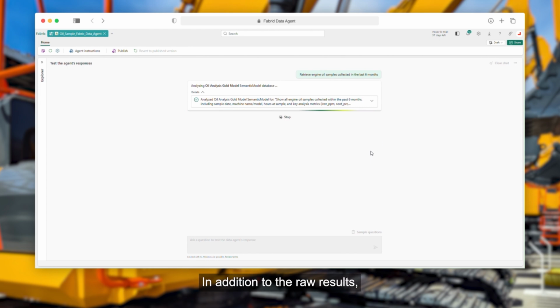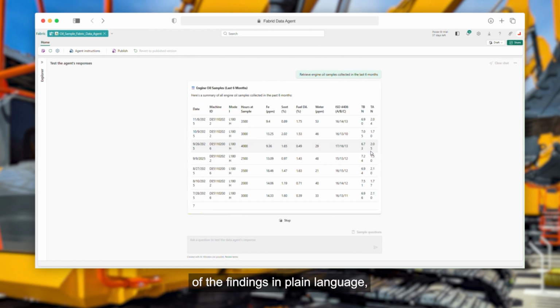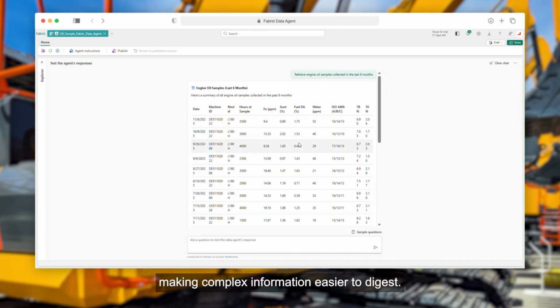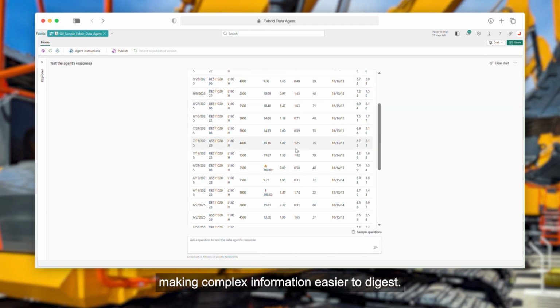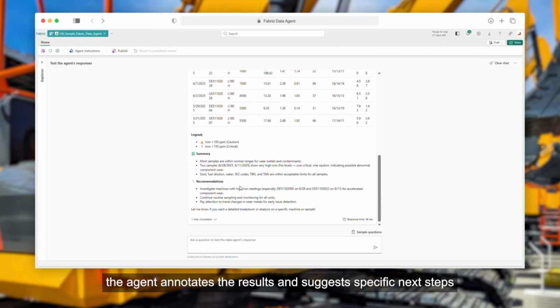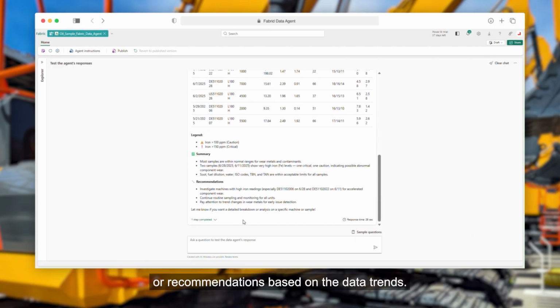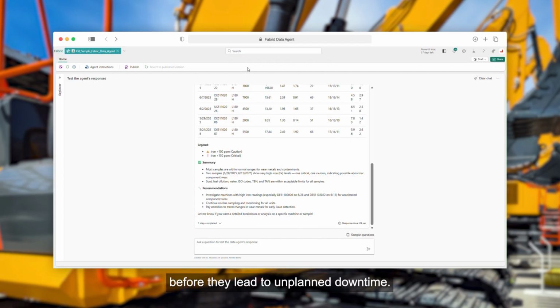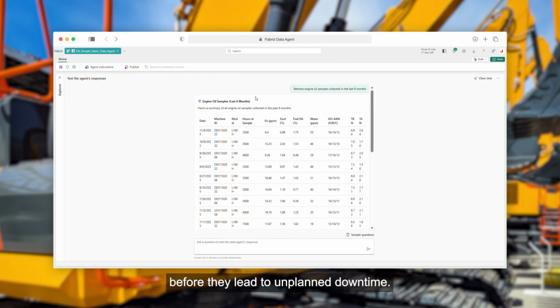In addition to the raw results, the Fabric Data Agent provides a concise summary of the findings in plain language, making complex information easier to digest. Furthermore, the agent annotates the results and suggests specific next steps or recommendations based on the data trends. This allows maintenance teams to act quickly on potential issues like contamination or wear before they lead to unplanned downtime.